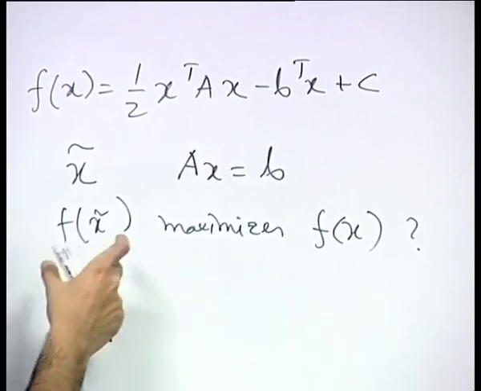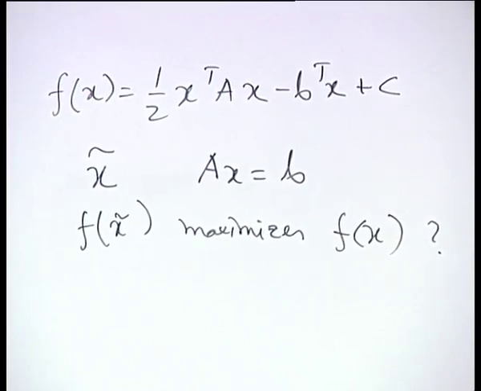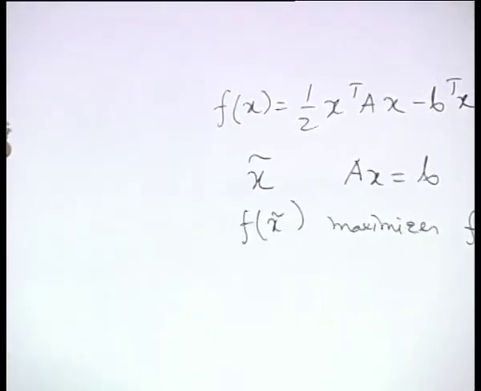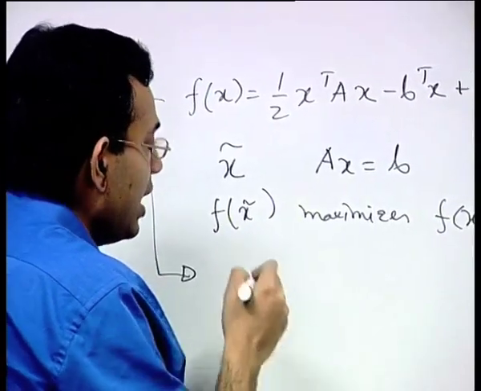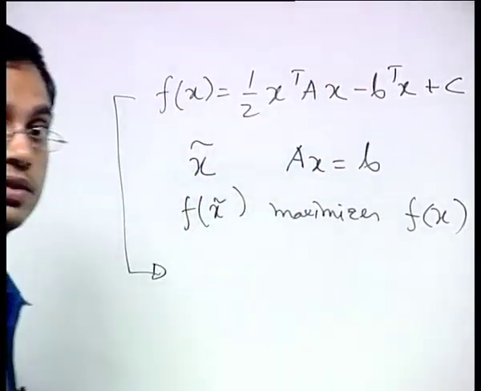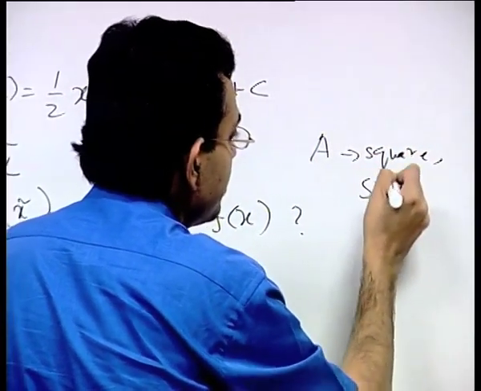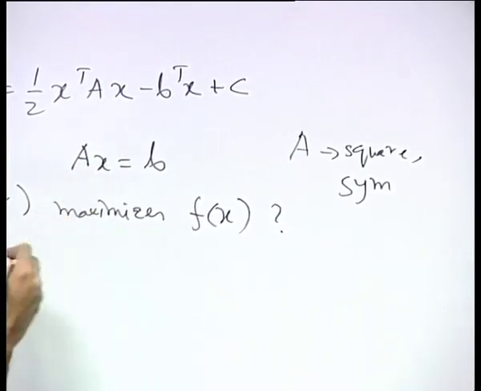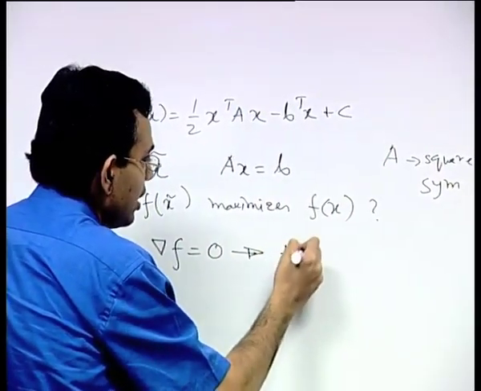So, is it possible that if x tilde maximizes f(x)? Let us try to answer this. We will not go into the detailed derivation. We have shown that for a symmetric matrix A, it is given that A is square and symmetric. It is very, very important. So, what is A? A is a square and symmetric matrix. We have derived in one of our lectures that if A is square and symmetric, then gradient of f equal to 0 will lead to Ax equal to b.